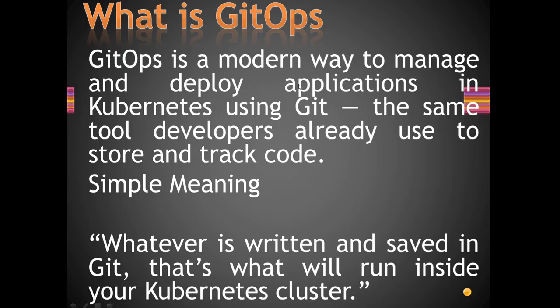GitOps is a modern way to manage and deploy applications in Kubernetes using Git, the same tool developers already use to store and track code. The simple meaning is whatever is written and saved in Git, that's what will run inside your Kubernetes cluster.